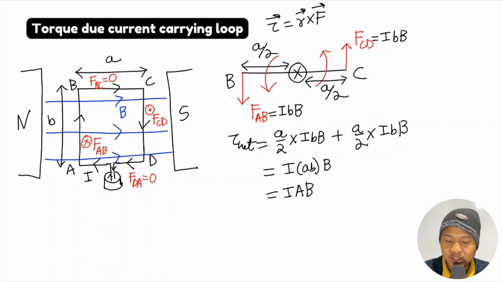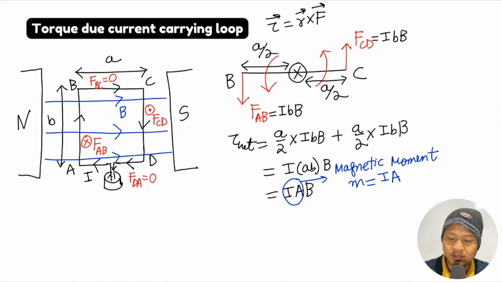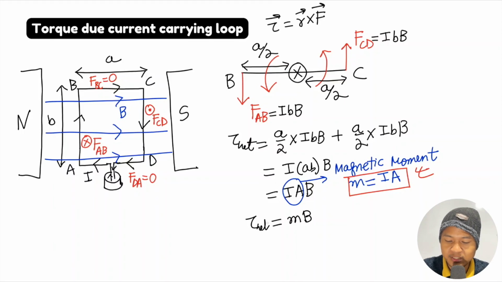Here I into A is basically the magnetic moment. We have something called magnetic moment, small m, and small m is equal to I into A. So I can rewrite the whole thing as torque equals M into B.